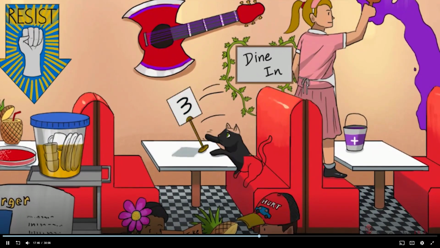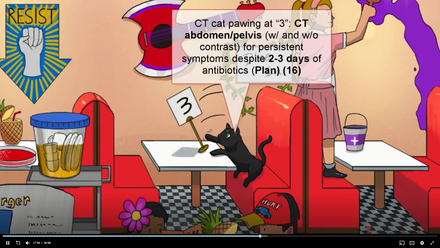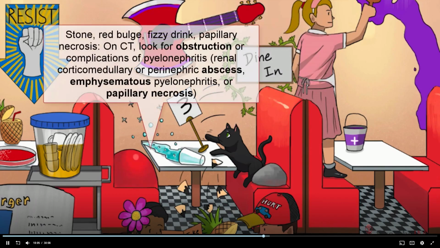Let's say your patient with pyelonephritis has persistent symptoms after 2 to 3 days of treatment. What next? Well, if our recurring black cat symbol is any indication, I'd say it's time for a CT scan of the abdomen and pelvis. What we're looking for is obstruction, such as an obstructing stone or complications of pyelonephritis.